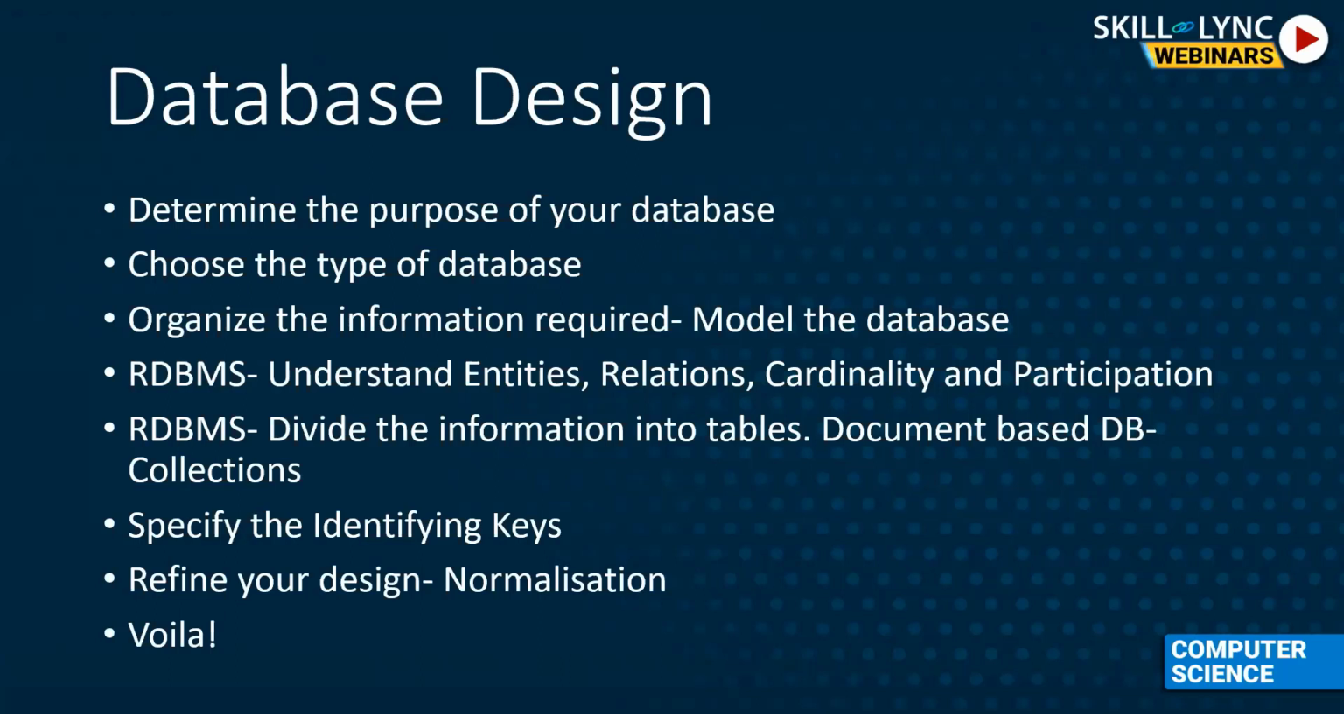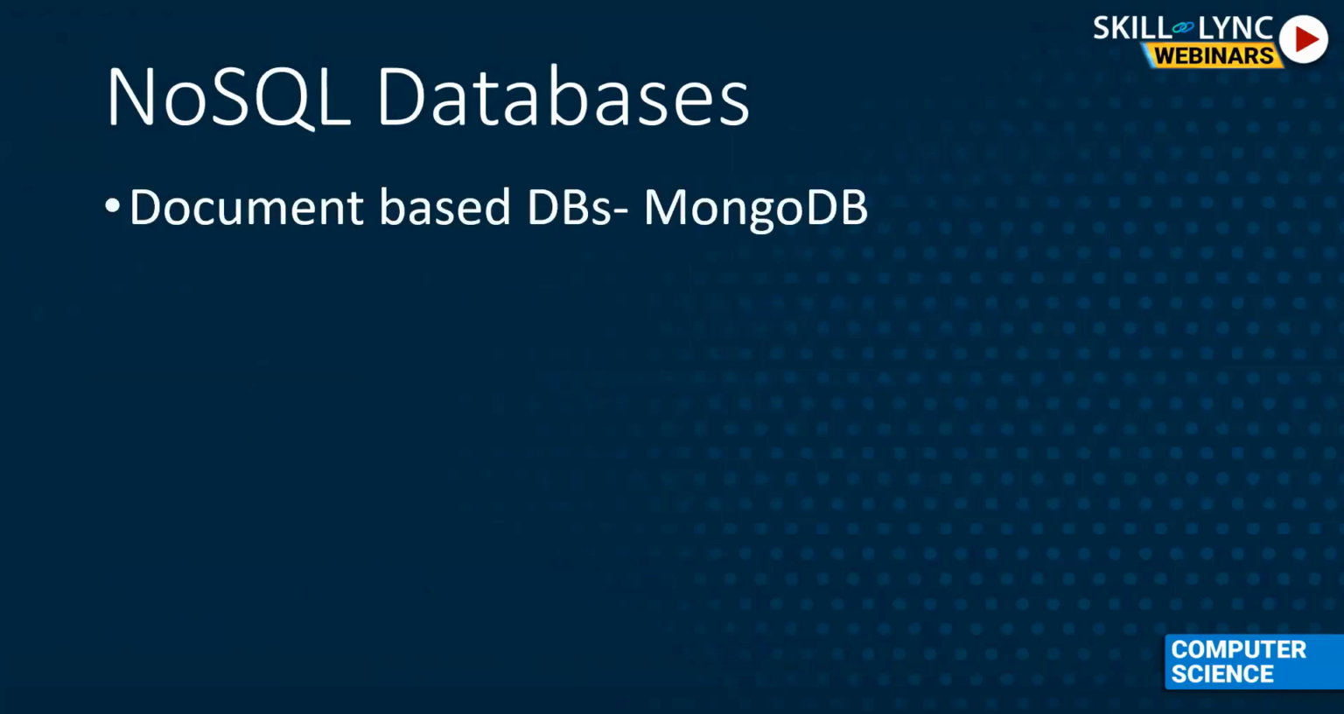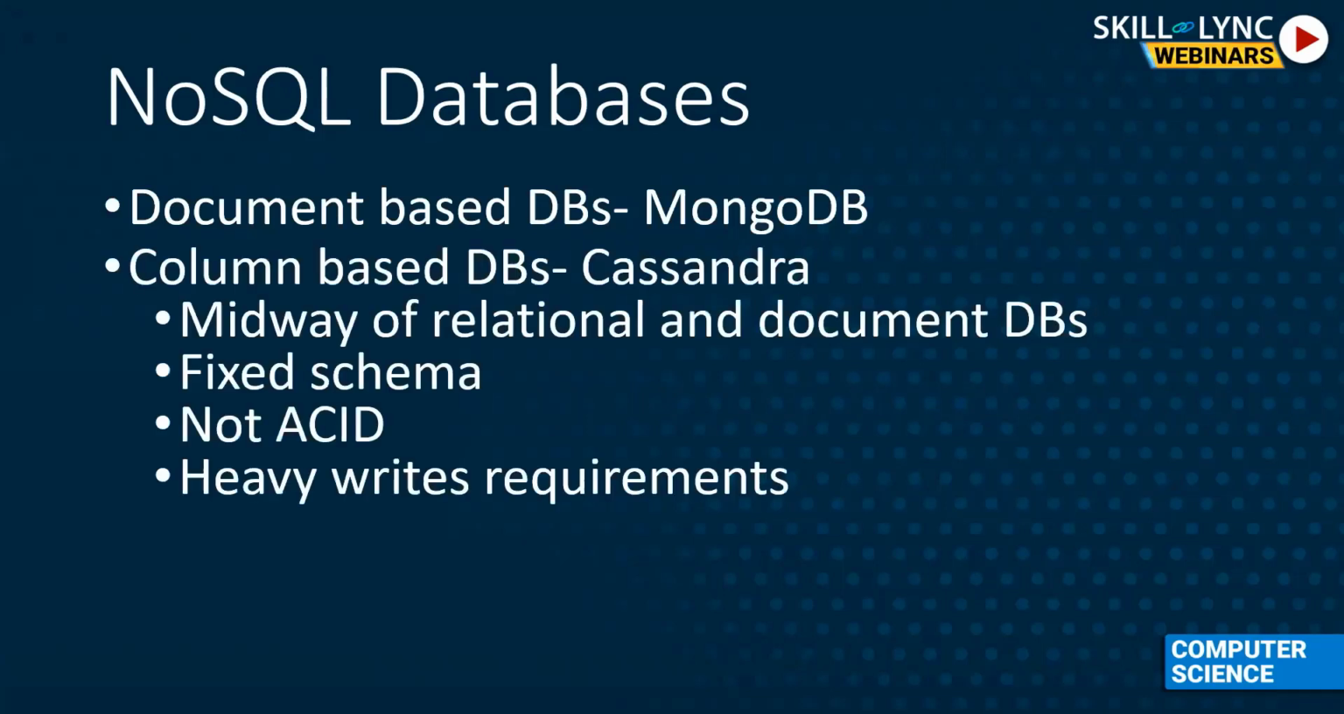After refining, your database is going to be very, very efficient. Now let's actually look into a little more about NoSQL databases, because I've taken the case study for a relational database. If you want document-based databases, I showed you an instance of MongoDB. If you want column-based databases, that is an example of Cassandra.